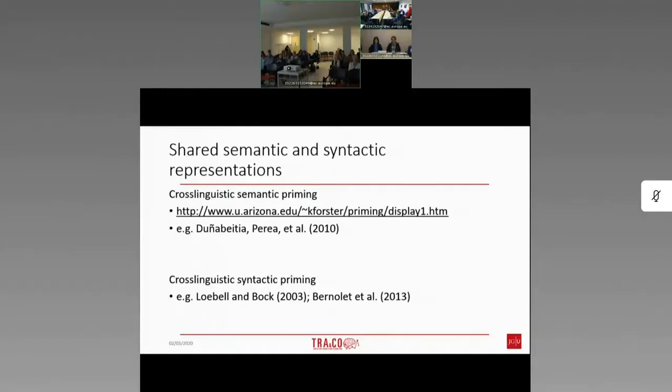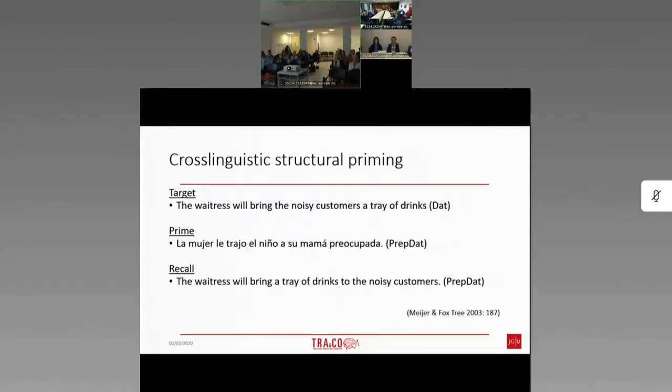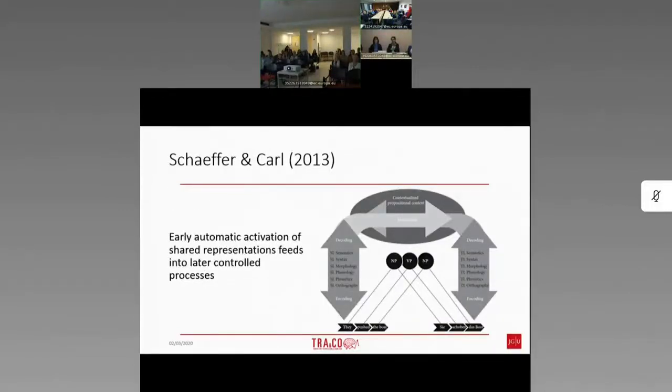And the same is true to a certain extent for syntax. In cross-linguistic priming studies such as this one from 2003, participants saw first a sentence like, the waitress will bring the noisy customers a tray of drinks. Then they saw a Spanish sentence which has nothing to do semantically with the first English sentence, but has a prepositional dative. And participants were then asked to recall the first sentence, the English sentence. And if they had seen a prepositional dative in Spanish, they were more likely to recall the English sentence with a prepositional dative. So this leads people to think that syntax is actually shared across languages. So the representations for syntax are, in the same way as those for semantics, shared across languages.